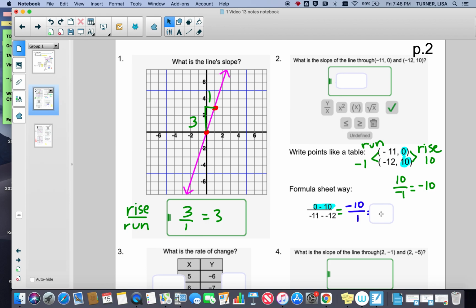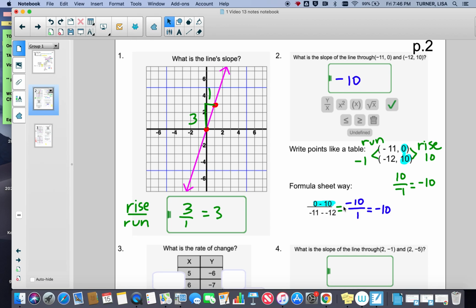Now that looks different from the calculation we just did, treating it as a little table, but I'm still going to get the same answer in my calculator. A negative 10 divided by a positive 1 is negative 10. And so my answer for this slope is negative 10, and there's two different ways to do that. And I really wanted to show you both ways.